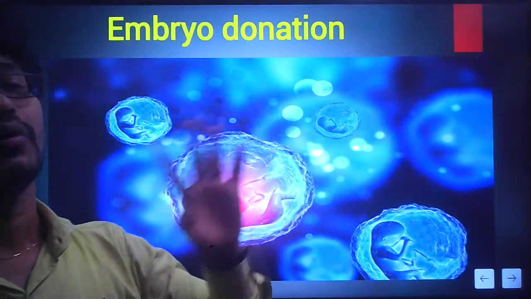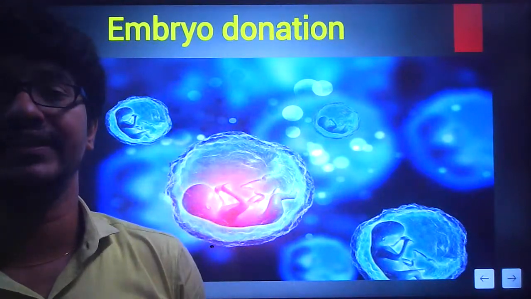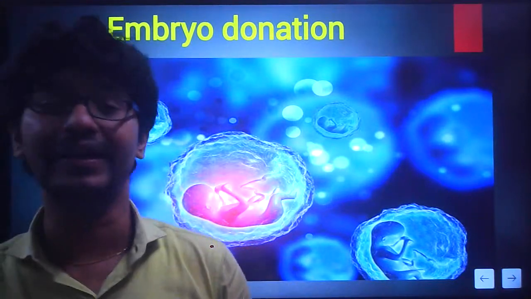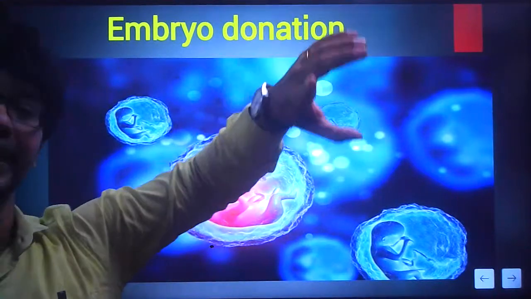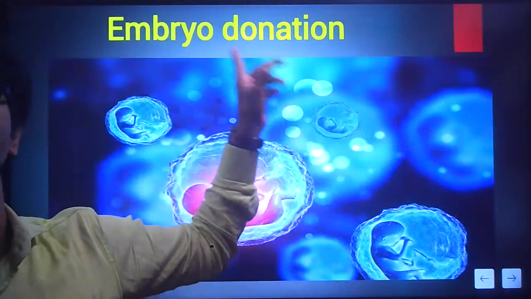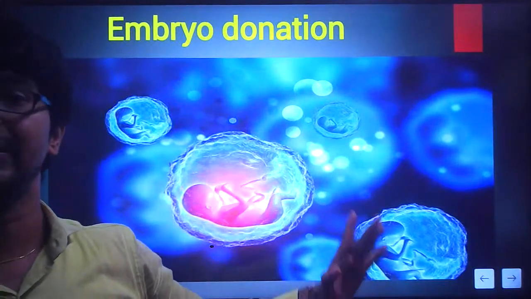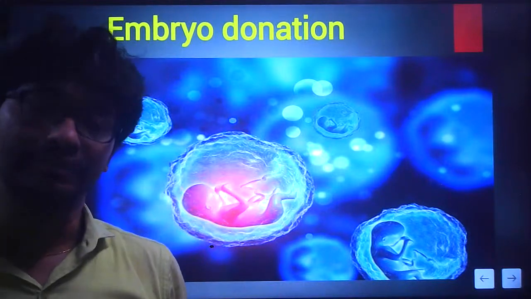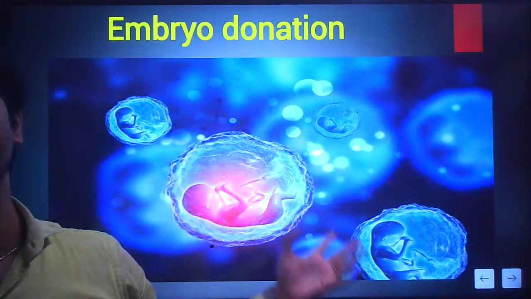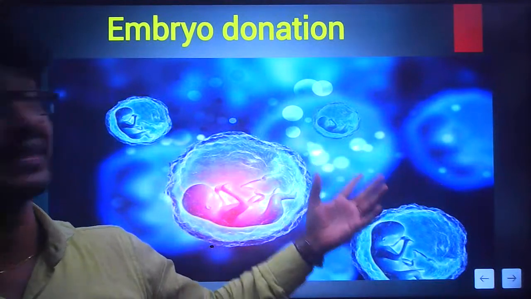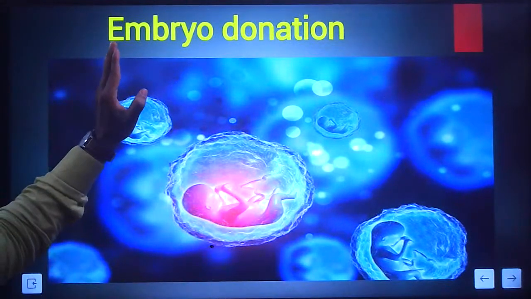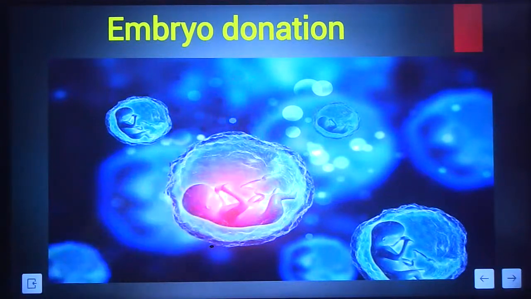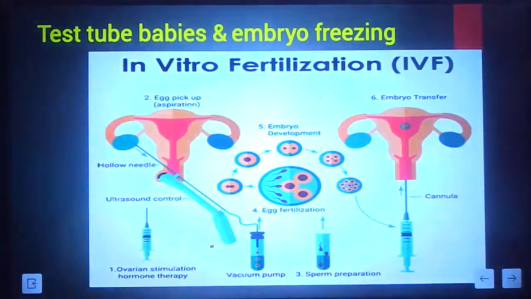The problem here is that the child will have only the father's characters and not the mother's characters. Why? Because someone else has donated. It is someone else's egg that you have taken. So definitely the child will have the characters of only the father and not of the mother, because the embryo has been donated by someone else. The egg has been donated by someone else. So this technique is called embryo donation. Clear with this, guys? Okay, fine. So we're done with embryo donation.